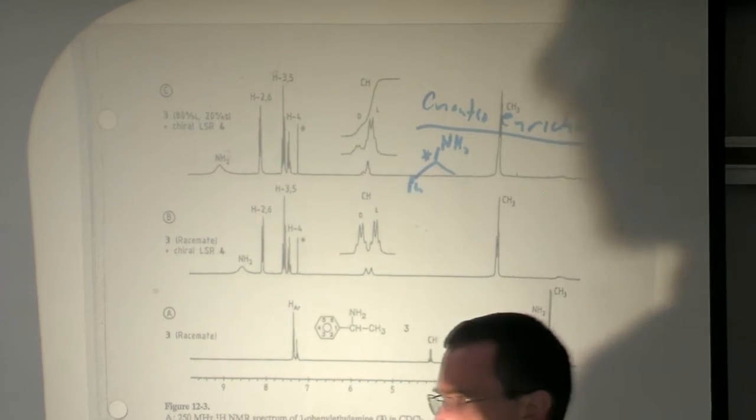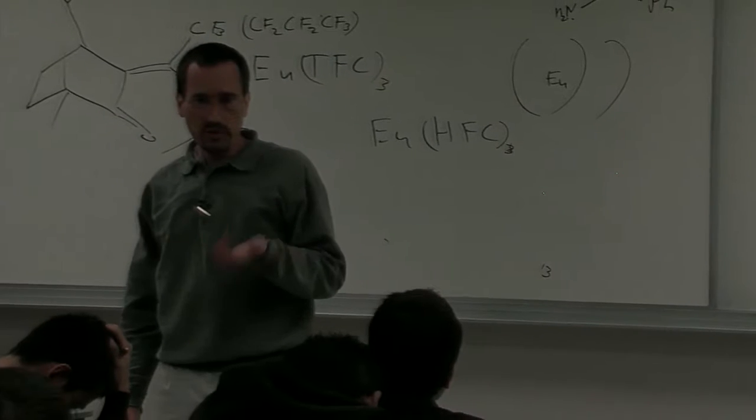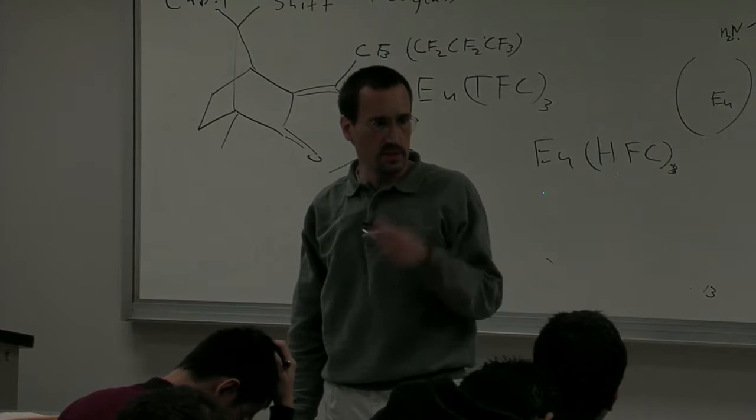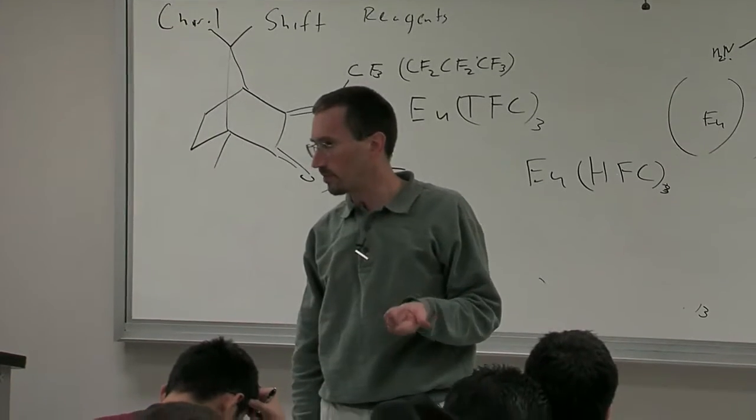So this can be very useful because if you're working on a project that's, say, asymmetric catalysis, and you want to be able to go ahead and measure your enantiomeric purity, if you can work out the right system to distinguish your enantiomers, then it's as quick as taking an NMR spectrum.